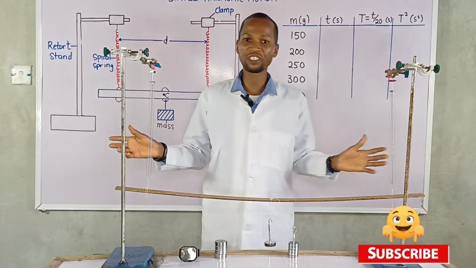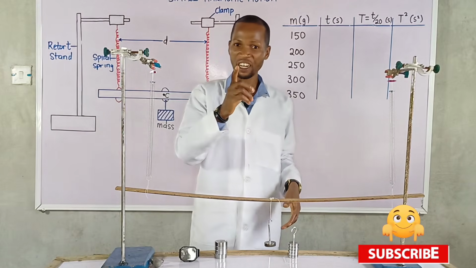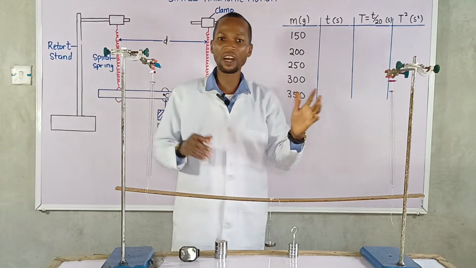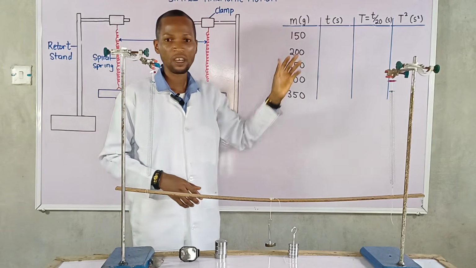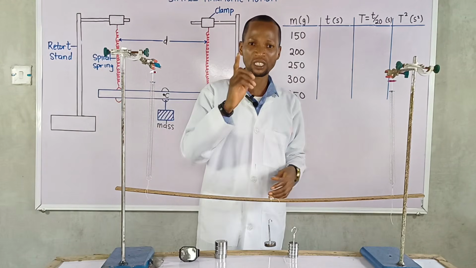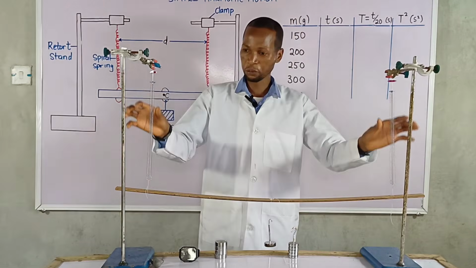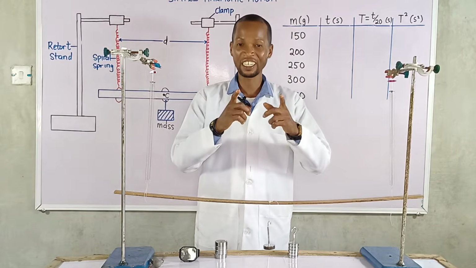Many students can measure the time for oscillation, but very few understand why we calculate T squared, plot the graph of T squared against m, and also why we have a straight line graph for mechanics practical. And do you know that the spring constant value is hidden in the graph?